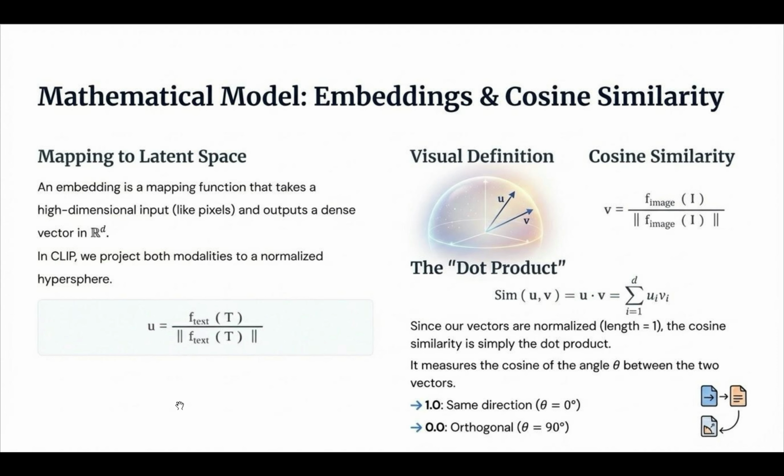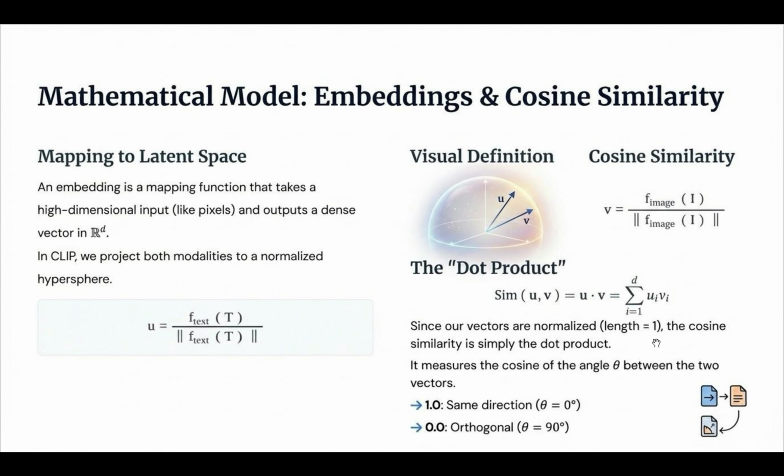The mathematical model of embeddings and cosine similarity mapping to latent space. An embedding is a mapping function that takes a high dimensional input like pixels and outputs a dense vector. In CLIP we project both modalities to a normalized hypersphere, as we can see. Then the cosine similarity, the dot product.